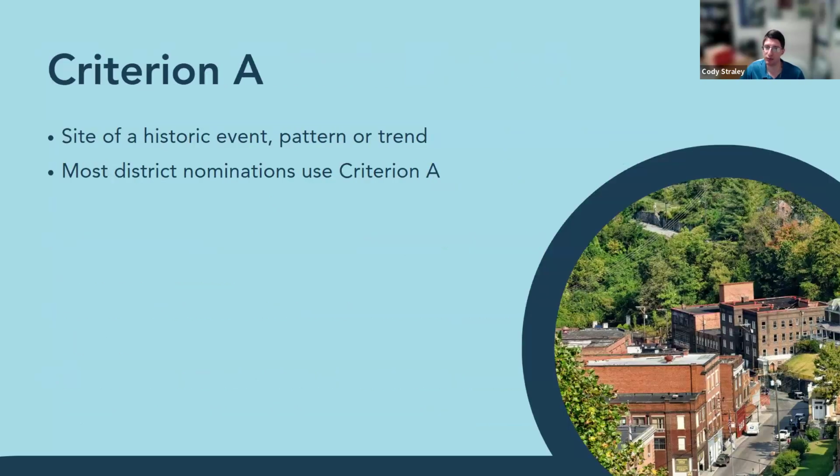Next slide, please. So we're going to get into the 4 different criteria for listing a property. The first category is criterion A, which is any property that is the site of a historic event, historic pattern, or historic trend. This is probably one of our broader categories. There's a whole lot of applications you can use for this.